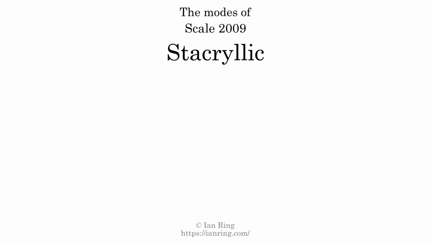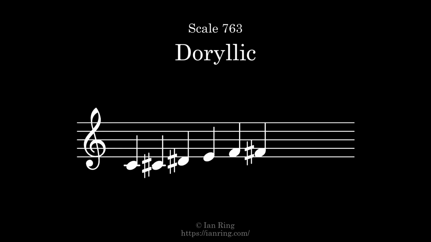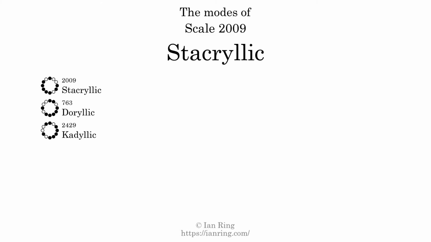This scale has 8 modes. The first mode is itself. The second mode is scale 763, also known as Stacryllic. It sounds like this. The third mode is scale 2429, also known as octatonic. It sounds like this.